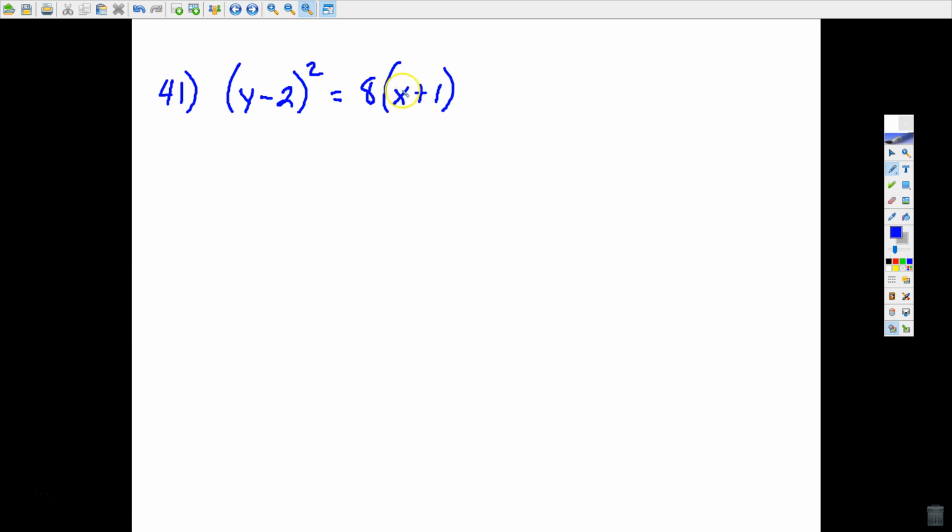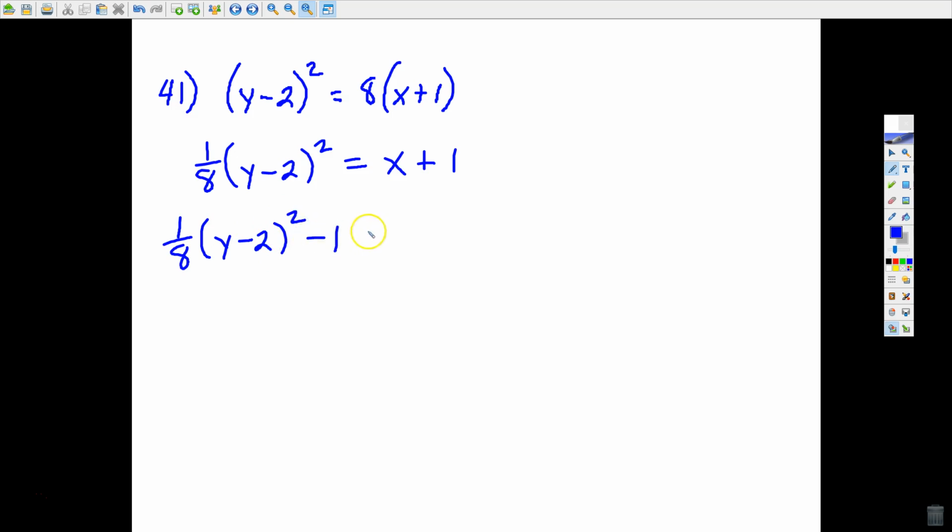So I'm just going to make this in what we would call vertex form, but you've got to be careful when it's solved for x. We've got to be careful that we interpret the vertex correctly. So solving for x means I'm going to multiply by 1/8. If I'm doing something that you don't quite understand, let me know. And then I just have one more move to solve for x, and that is to subtract 1.